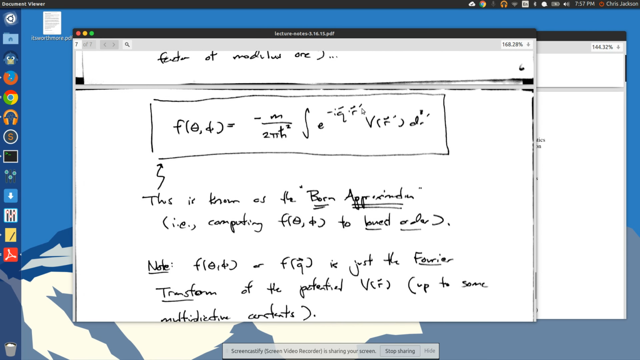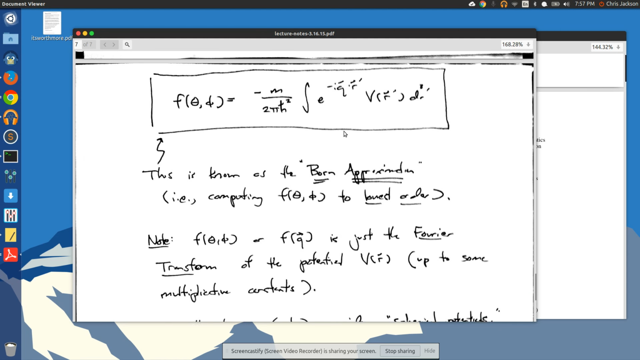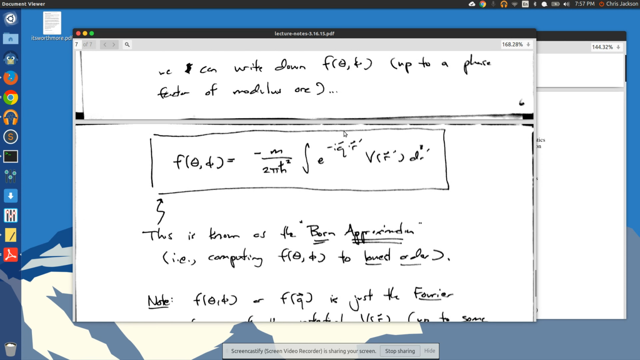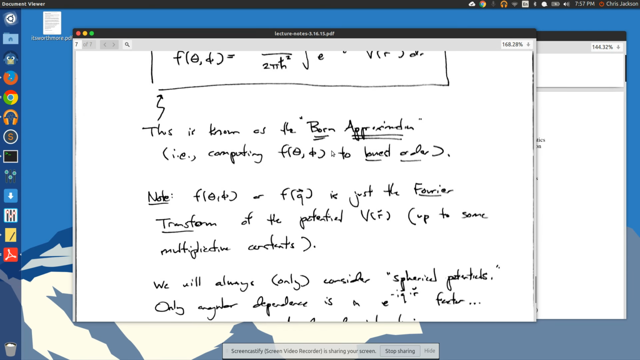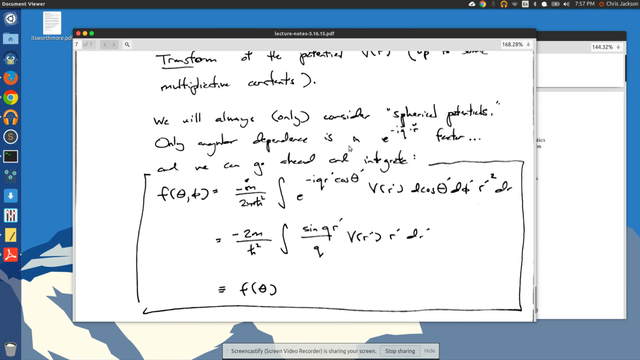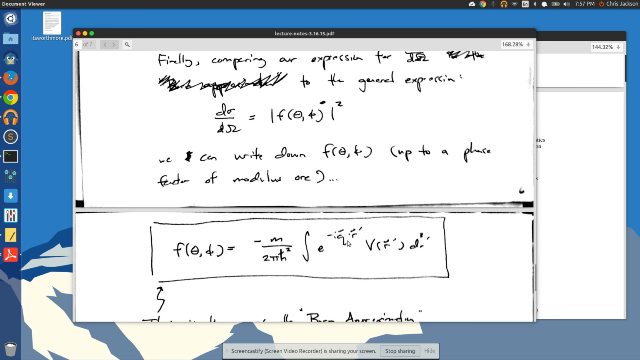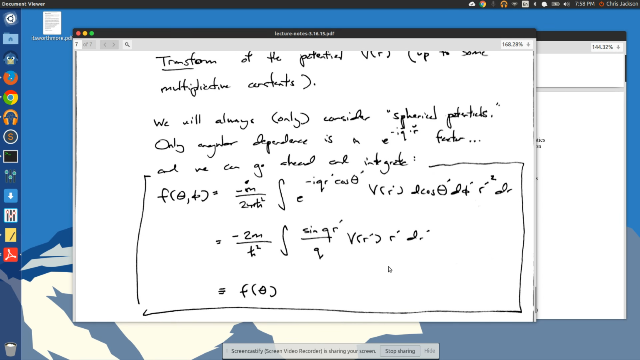The last thing we're going to do is to consider that we're only going to be dealing with spherical potentials. So the angular dependence is not going to be anything more than what's in the exponential. It means that we can go ahead and compute the angular integral that's in this integral for the scattering amplitude.